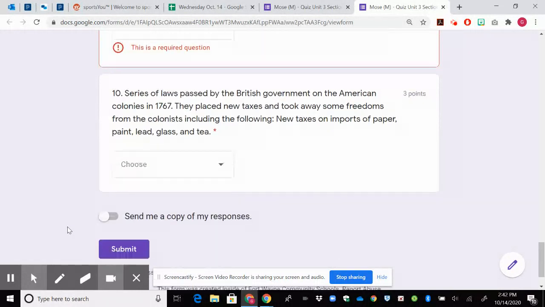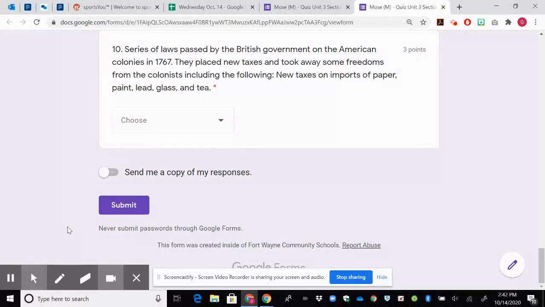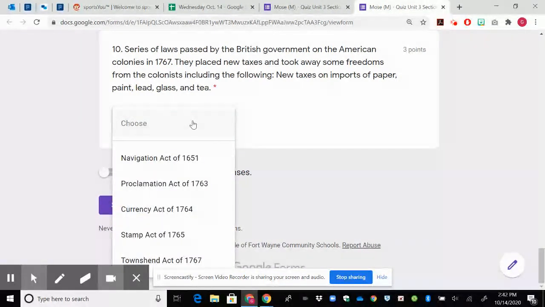Number 10, this was a series of laws passed by the British government on the American colonies in 1767. They placed new taxes and took away some freedoms from the colonists, including the following: new taxes on imports of paper, paint, lead, glass, and tea. And your choices are Navigation Act, Proclamation Act, Currency Act, Stamp Act, or Townshend Acts.